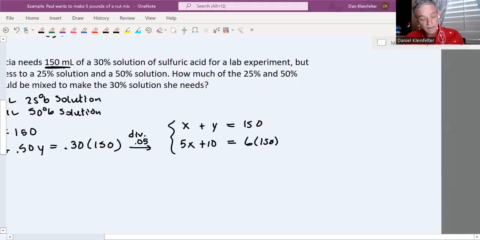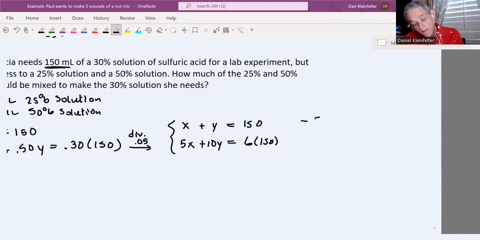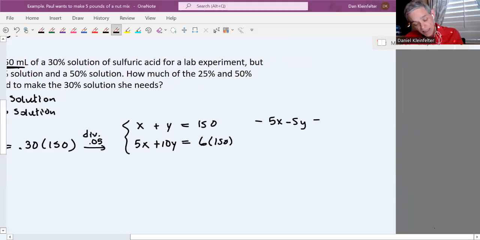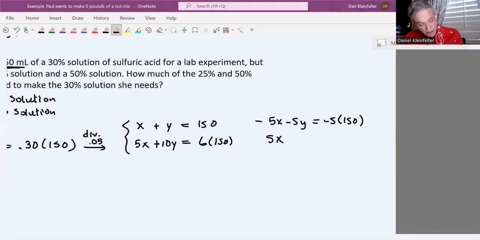Okay. So now our coefficients are all nice whole numbers, so that's good. Next, we're going to multiply our first equation by -5 to eliminate x's. So we'll have -5x minus 5y, and that is -5 times 150. And then copy the other equation.